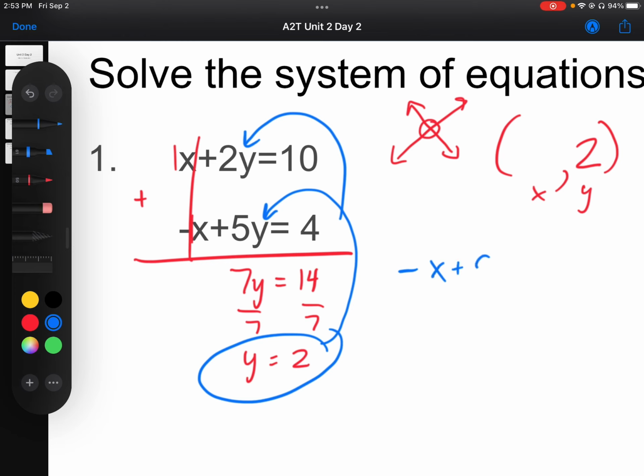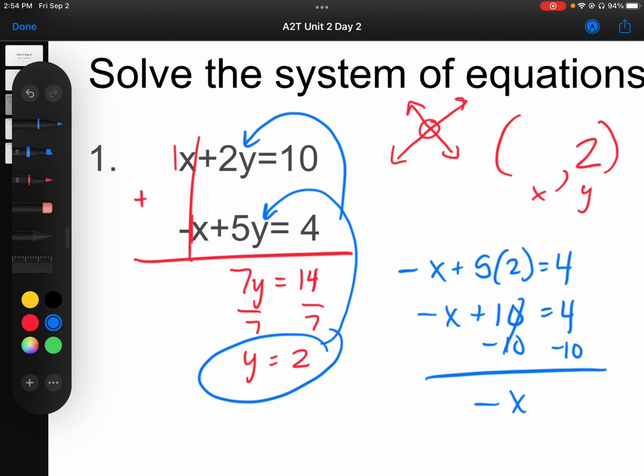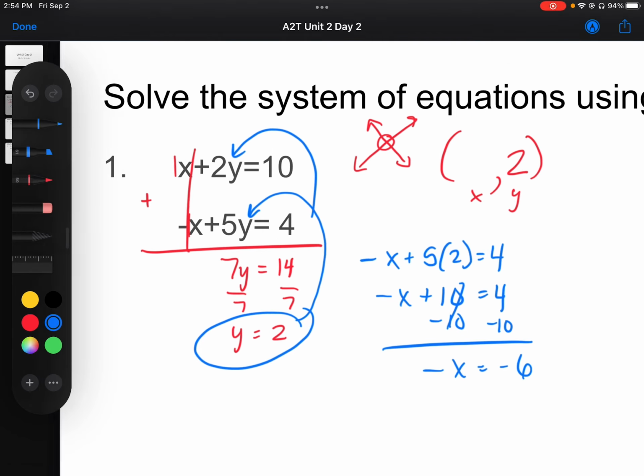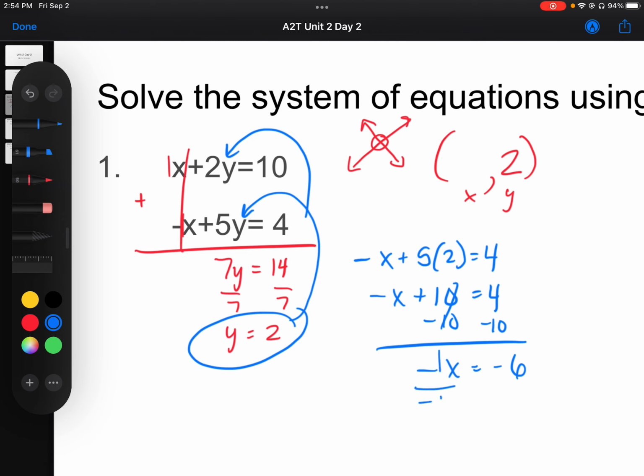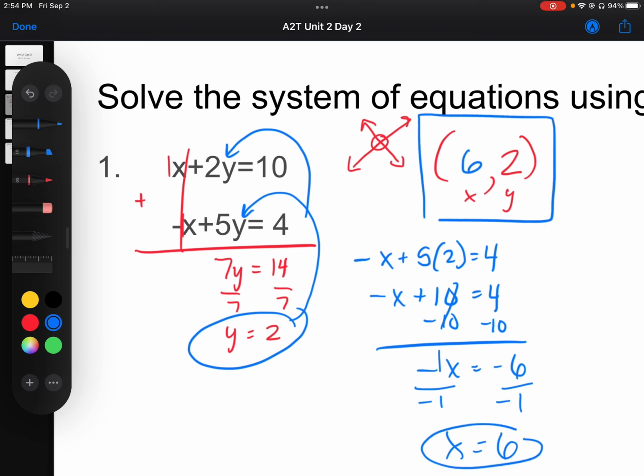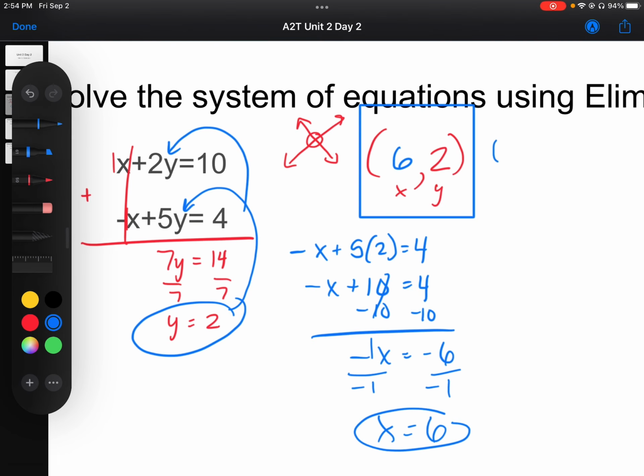Negative x plus 5y, y is 2, equals 4. Negative x, 5 times 2 is 10. Subtract 10 on both sides. So I have negative x equals negative 6. I have to get rid of that negative, so divide by negative 1. So x is 6. That goes in my ordered pair. 6, 2 is my final answer. Remember, this is where the lines meet.